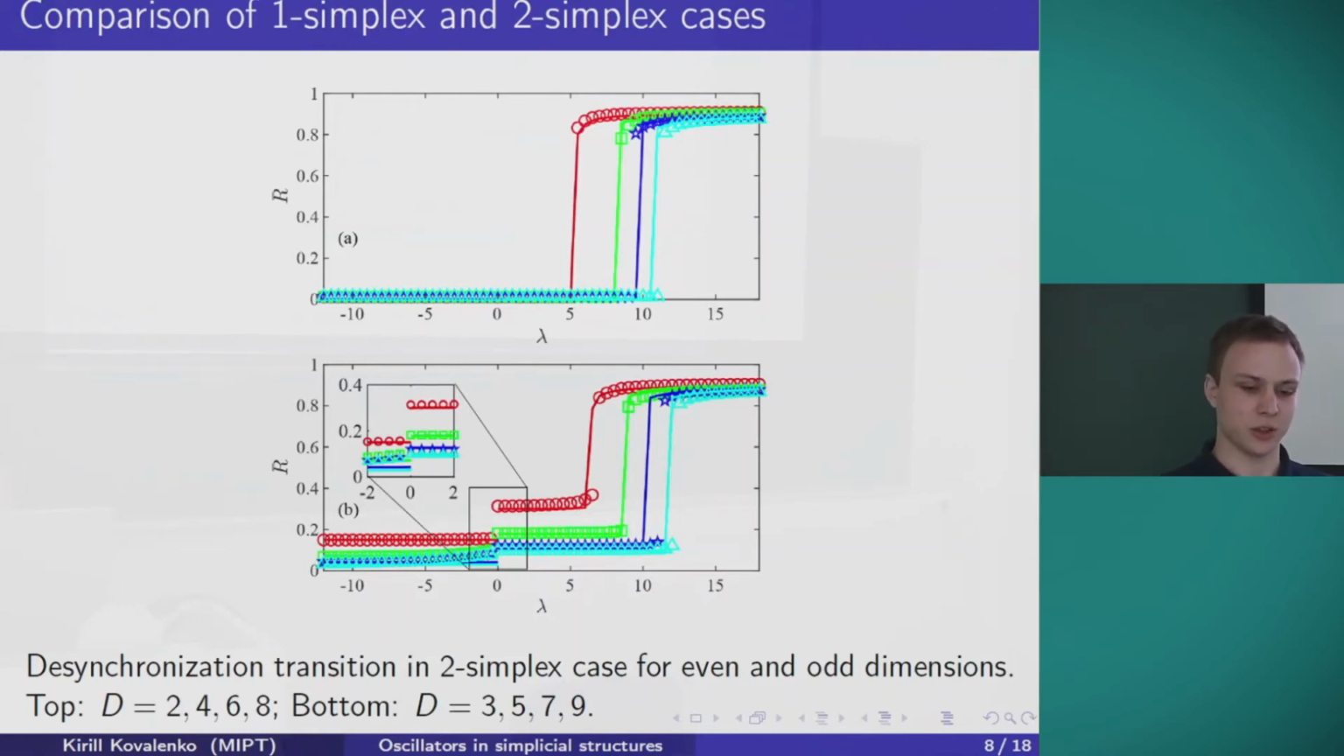dimension also. On the upper part of the picture, there is a numerical simulation of Fourier prediction for even dimensions 2, 4, 6, and 8. In the lower part of the slide, there is a Fourier prediction and simulation for odd dimensions. Also, I must note that, as you can see here, for odd dimension, we have partial synchronization also for negative values of lambda, which could not be observed in the case of one simplex. I will talk about it a little bit later.